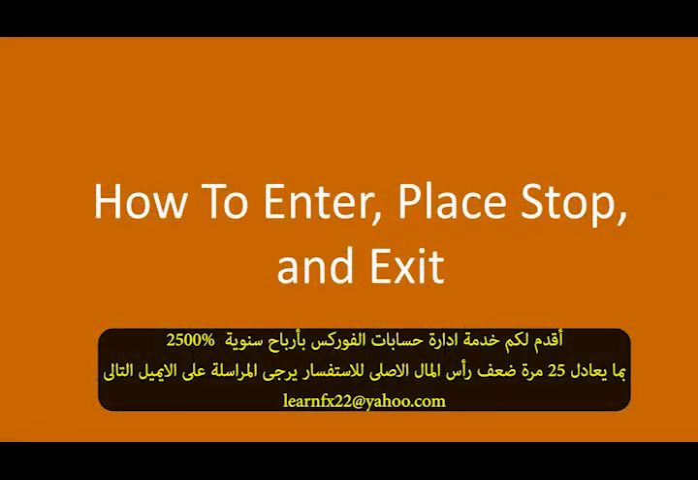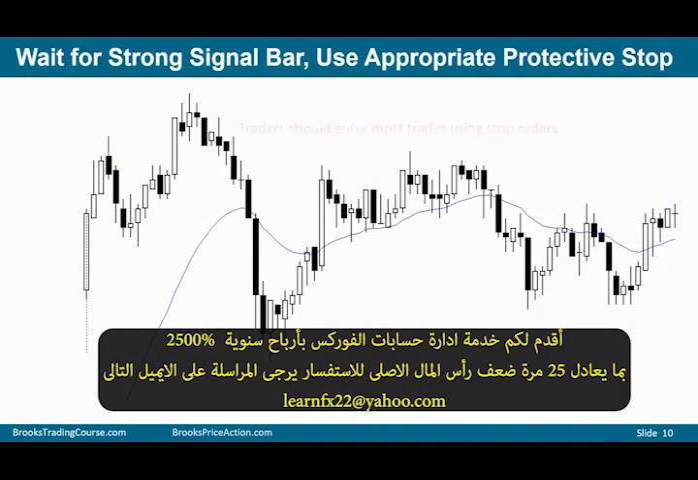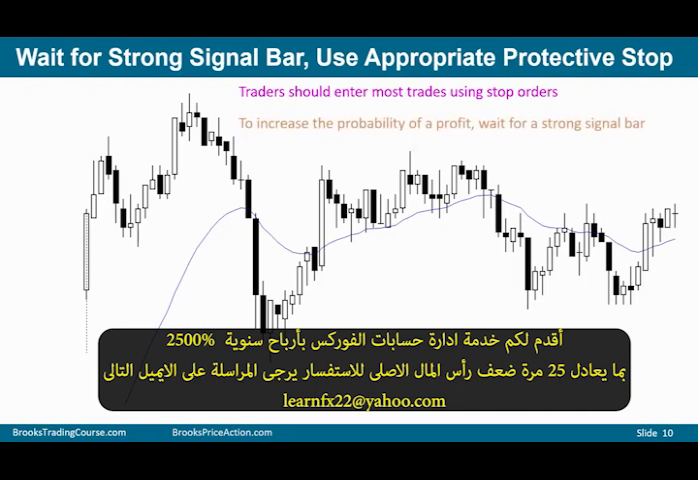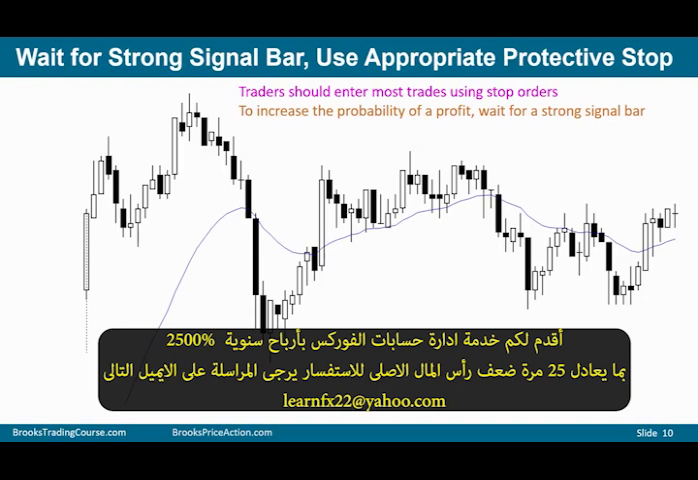I want to talk a little bit about trade management. Traders should be entering most of their trades using stops. And to increase the probability of a profit, wait for a strong signal bar. For example, you could sell below this bar, but it has a big tail below. I would call that a doji bar. However, we have a bear bar closing on its low here, and it's a higher probability of a profit selling on a stop below this bar.